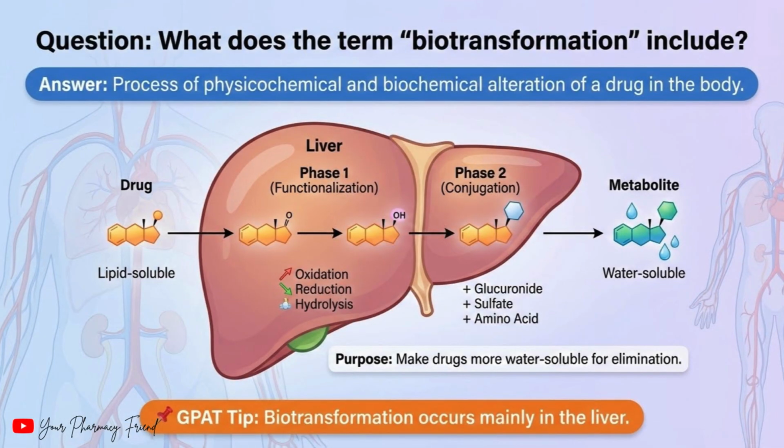What does the term biotransformation include? Biotransformation includes the physiochemical and biochemical alteration of drugs in the body. The liver is the primary site, and the process involves two phases. Phase 1 reactions, such as oxidation, reduction, or hydrolysis, introduce functional groups, while Phase 2 reactions conjugate the drug with polar molecules. This transformation facilitates drug excretion and sometimes reduces pharmacologic activity.